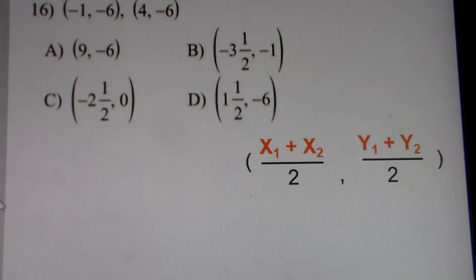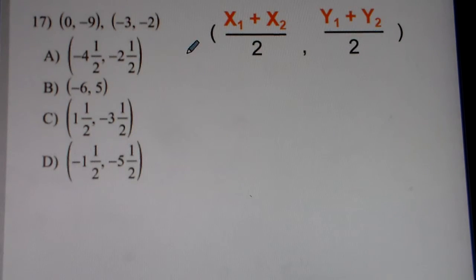Number 16, it says negative 1 and 4. Well, those are my two x values, so negative 1 plus 4 gets you 3. 3 divided by 2 gets you 1.5, so that would be right here. Negative 6 minus 6 gets you negative 12. Negative 12 divided by 2 gets you negative 6, so that's how you do 16.